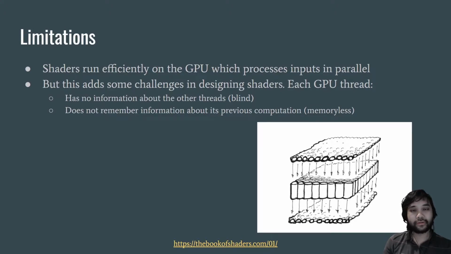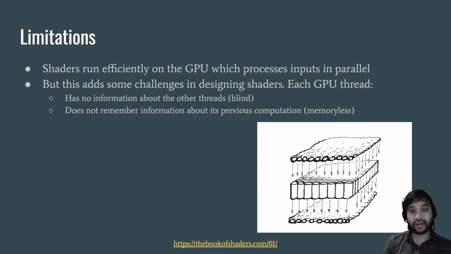Shaders are very powerful, but they also come with limitations. To be efficient, shaders run on GPU threads, and these threads have important restrictions. Two important ones are that they're blind and memoryless. What this means is that one thread has no information on any other thread. So they are all independent from each other.